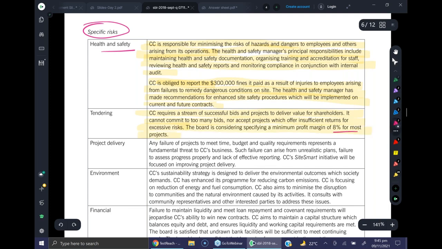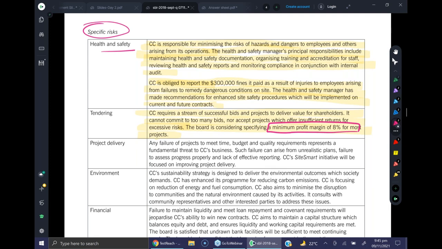So what is their criteria? Minimum profit margin of 8% for most of the projects. So that is something you need to keep in mind as well. This might get connected to another point for financial issues to be discussed in question number 1 part A.